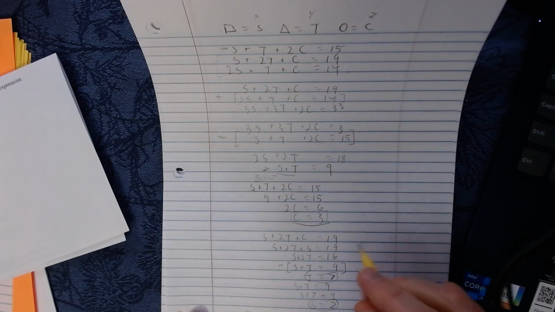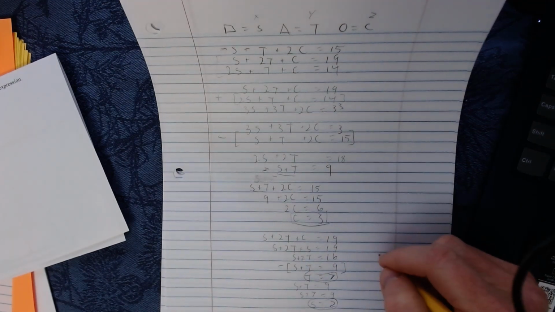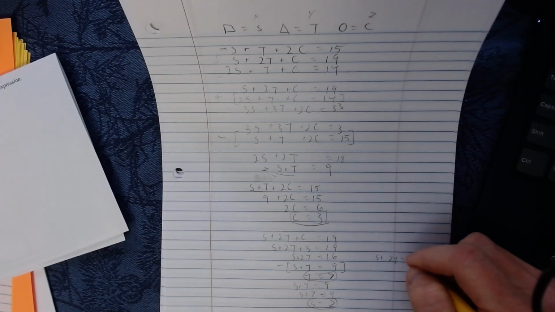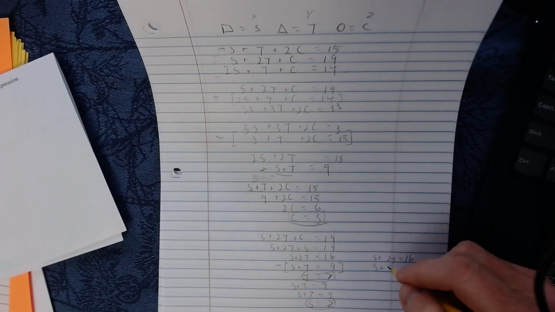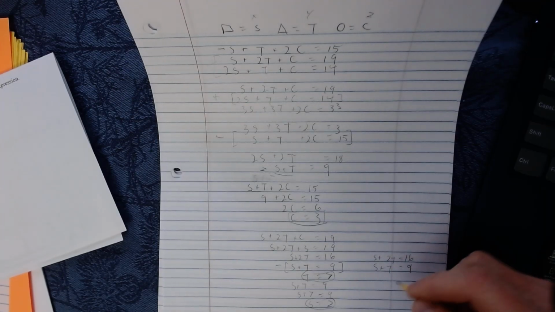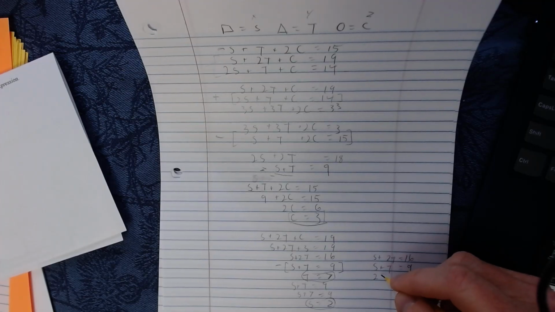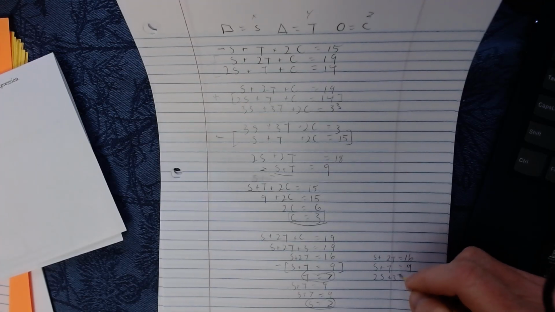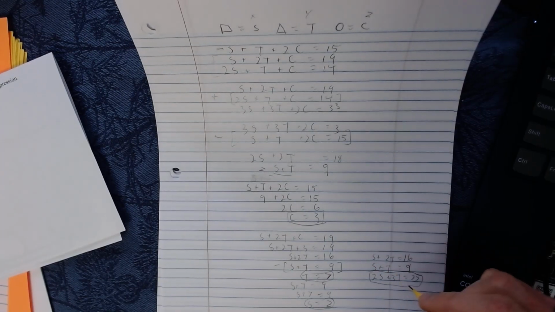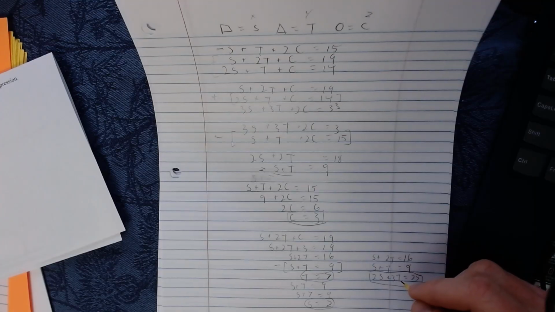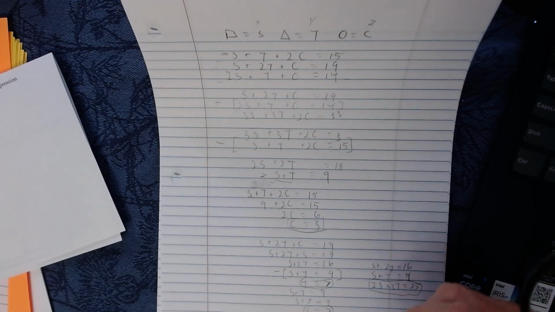I also want you to notice, so when we had s plus 2t equals 16, and s plus t equals 9, if we had to add it instead of subtract it, I would have gotten 2s plus 3t equals 25, which is what they were asking for, without having ever to actually solve for s or t. So that's one way to do it.